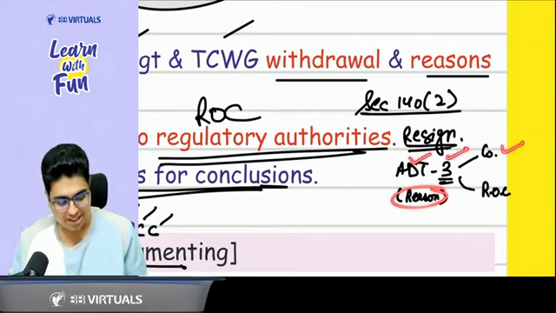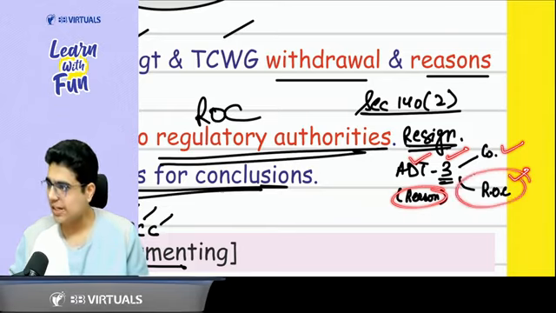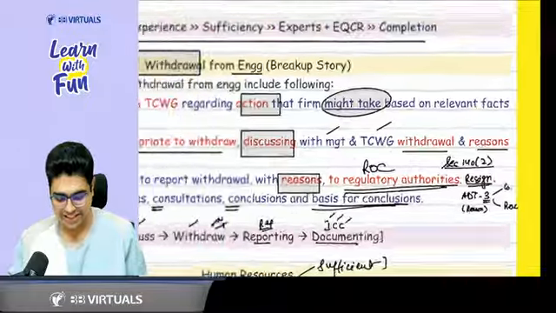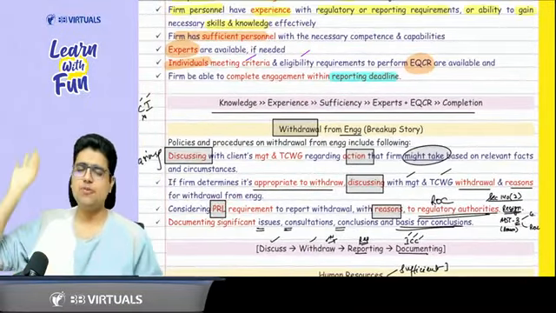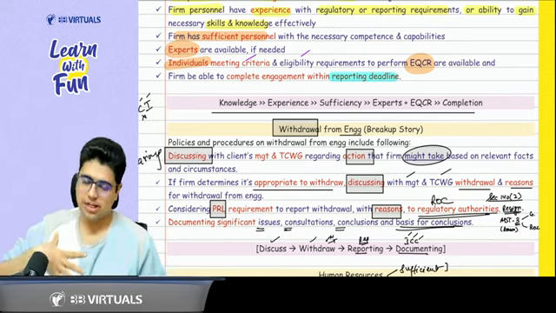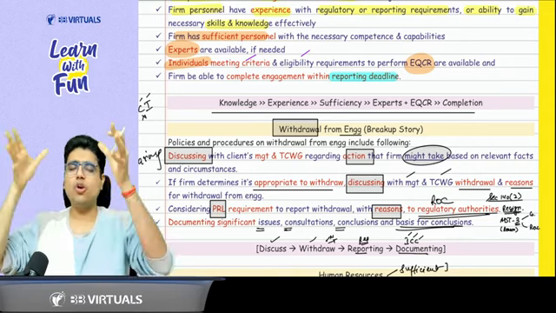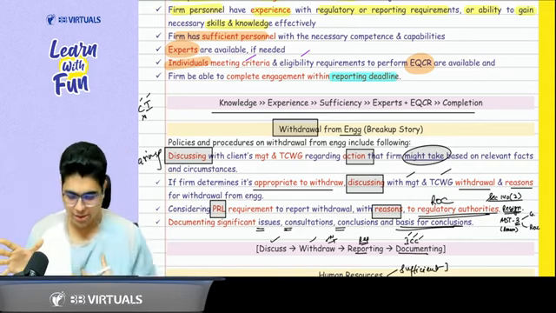ADT3 needs to file by the company and ROC. So you also need to inform the regulatory authority. So this is the next point. Considering the PRL requirement, PRL means professional standards, regulatory and legal requirement, you may also have to inform about the withdrawal and reasons of withdrawal to the regulatory authority.